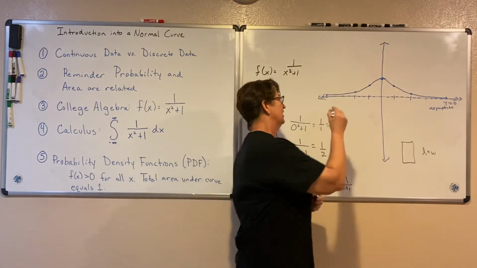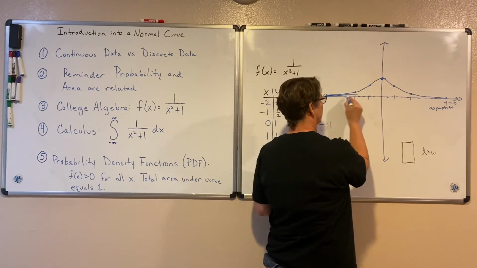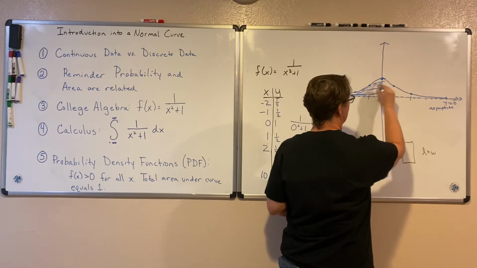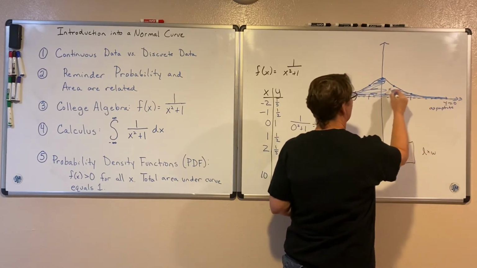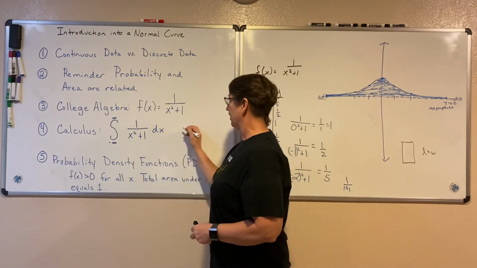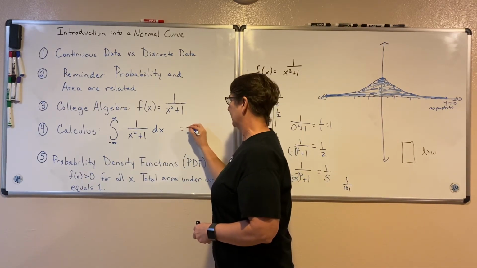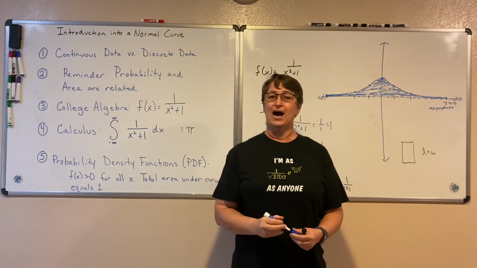So we find this whole area that keeps going that way because that graph keeps going that way forever. And this whole area underneath the curve, if you do some calculus, we find out that this particular area is equal to pi. So if you were to find the area underneath that curve, it would be pi.